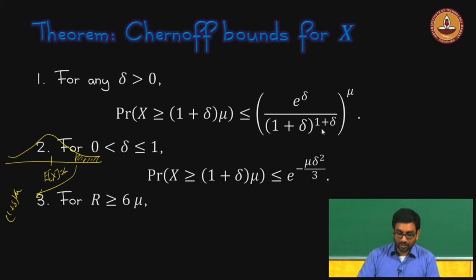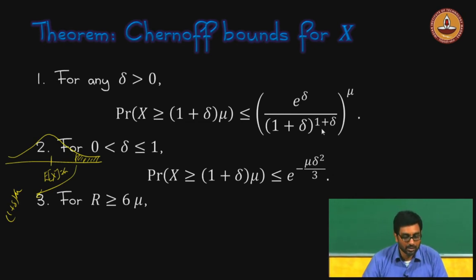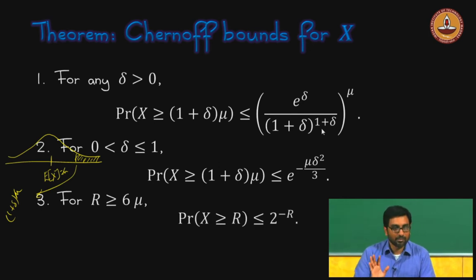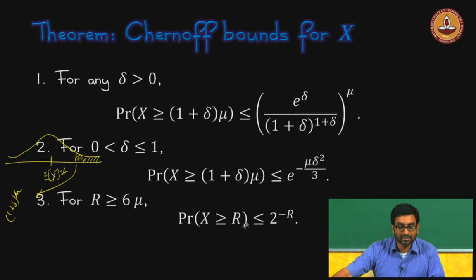What's the third form? For some r greater than 6 mu. This is useful when you want to ask what's the probability of deviating beyond 6 times expectation. In some cases this makes sense. Again, you see this exponential drop. The probability of x exceeding r is at most 2 raised to the minus r. Yes, that makes sense, particularly for things like the normal distribution.